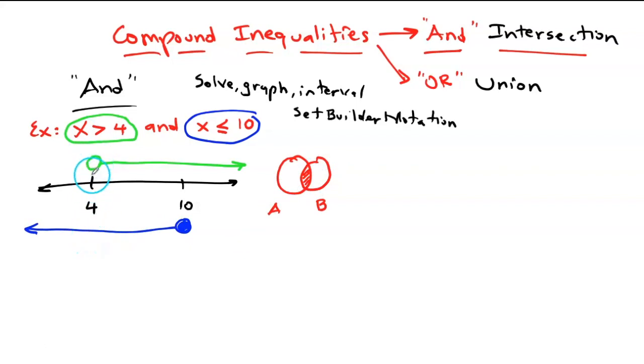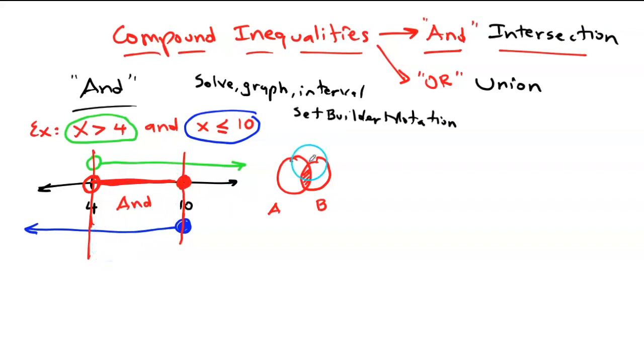My green graph starts at 4 to the right. My blue graph starts at 10 to the left. So basically, my graph is between 4 and 10. Here is where I have two graphs. This is the area that is in common. On the left is an open circle, so I have to have an open circle. On the 10 is a closed circle, so I need to have a closed circle. And my graph is in between the two of them. So this is an AND graph, always between the two values.